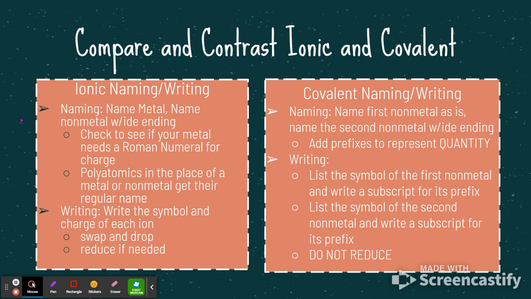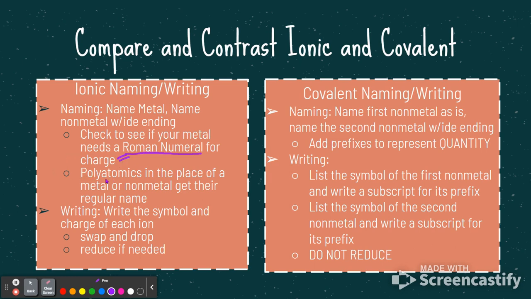So with ionic naming and writing, remember, with our naming, we're going to simply be naming our metal and then our nonmetal and stick an IDE. When we name those metals, we always have to check to see if they need a Roman numeral. And remember, that equals the charge. This is so important here, guys, to remember that the Roman numeral represents the charge of the ionic compound metal, not the quantity, okay? And it's going to be really confusing because you just heard me talk about covalent and quantity, but ionic does not do quantity because they have charges involved.